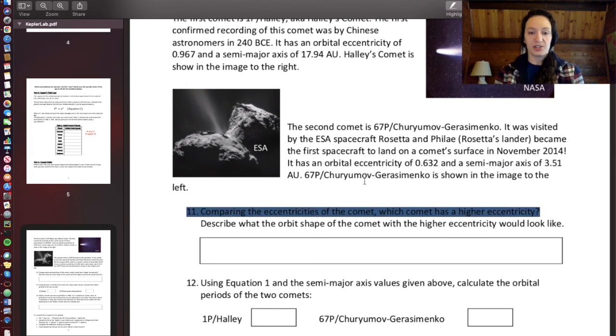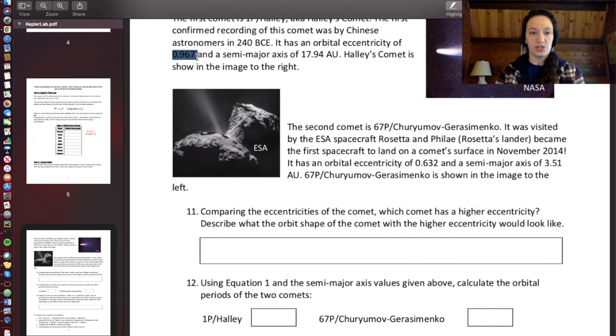So, Question 11 asks you to compare the eccentricities of the comets and state which one has a higher eccentricity. So again, you just want to look at the eccentricity, which is 0.967 versus 0.632. Which of those is a larger number? And then you want to say, Halley's Comet has a higher eccentricity.